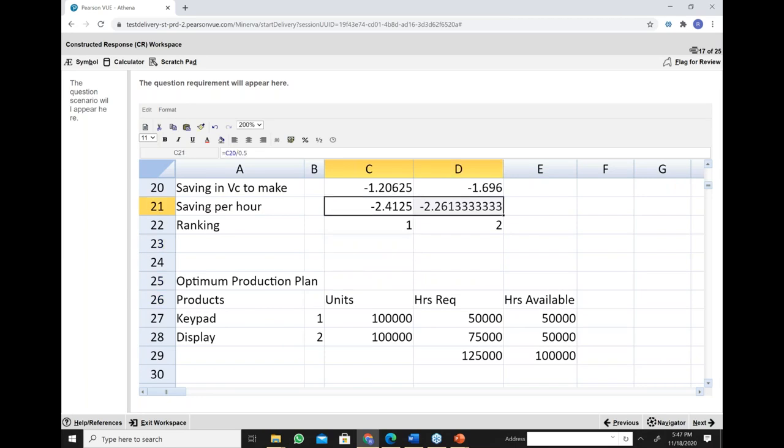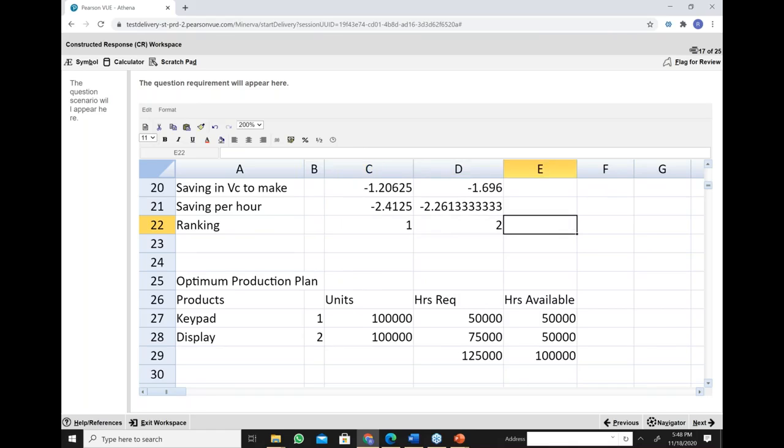I've done ranking on the basis of saving per hour. If you give 1 hour to keypad, in that 1 hour, you will get 2.4 saving on making keypad in-house. Whereas for display screen, you are getting 2.26 saving per hour. So the more saving per hour means that first you will make keypads because that is giving you more saving per hour. Okay. Sayyida Batul, I think this is clear.